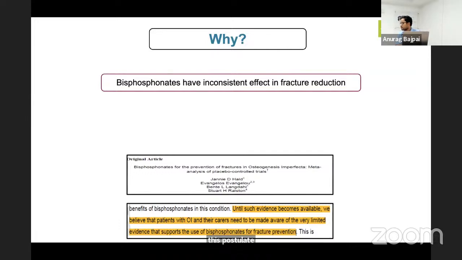Probably, sir. This is a meta-analysis of only placebo-controlled trials. So do you think there are a lot of placebo-controlled trials available with bisphosphonates? I think the number of trials was not so much.